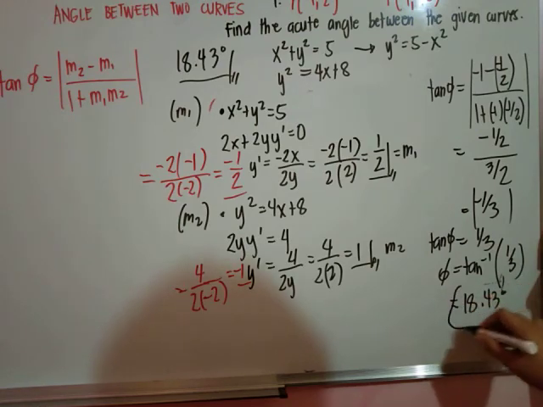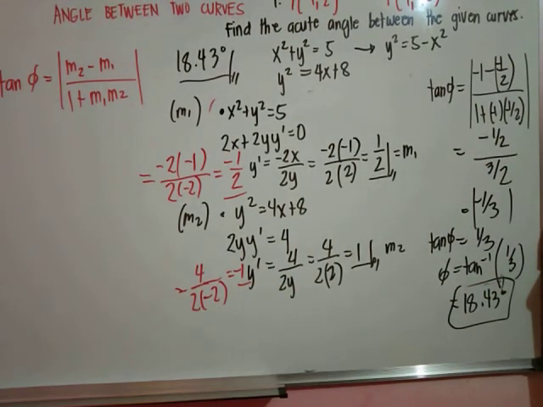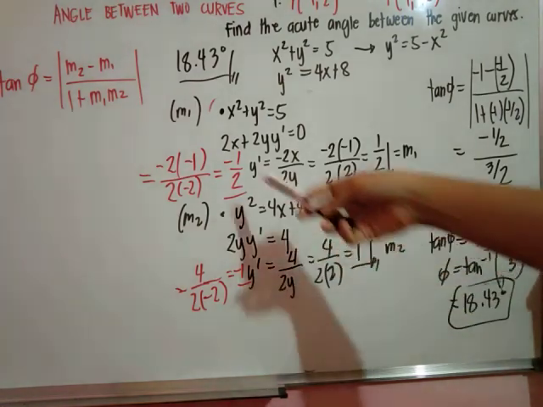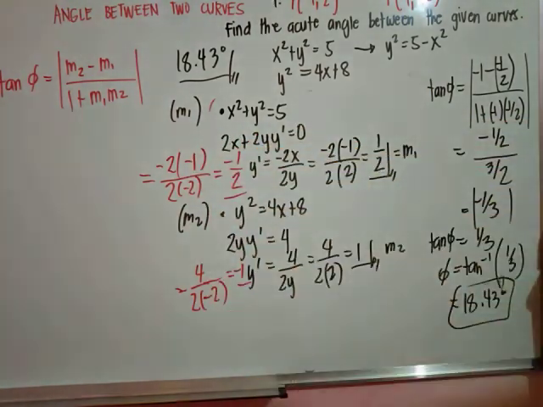So, kahit alin pala dun sa dalawang point of intersection yung gamitin natin to get the value of the slope of the tangent, pareho lang yung makukuha nating angle. So, yun lang. I hope na natutunan nyo, na-gets nyo yung discussion, ano yung concept. Thank you.